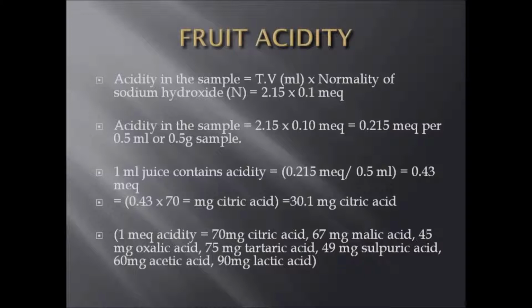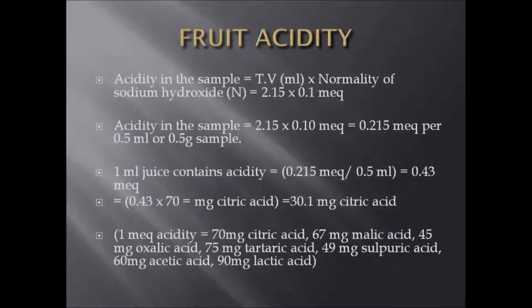Acidity in the sample is equal to 2.15 into 0.1 milliequivalents, that is equal to 0.215 milliequivalents per 0.5 ml or 0.5 grams of sample. Therefore 1 ml of juice contains acidity equal to 0.215 milliequivalents by 0.5 ml, that is equal to 0.43 milliequivalents. Now the acidity is in milliequivalents. Therefore that value equals 0.43 into 70 milligrams of citric acid, that is called 30.1 milligrams of citric acid.